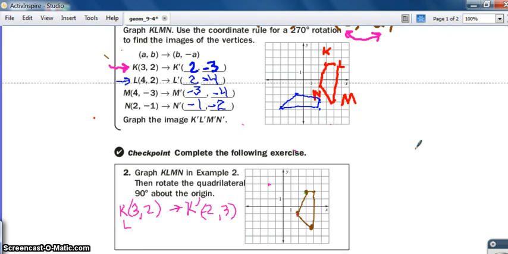So for question 1, what I'd like you to do is look at these same 4 points, and I would like you to come up with the coordinates for point L. So I'd like you to transform L and tell me what the coordinates of L prime would be. So that's your question 1.